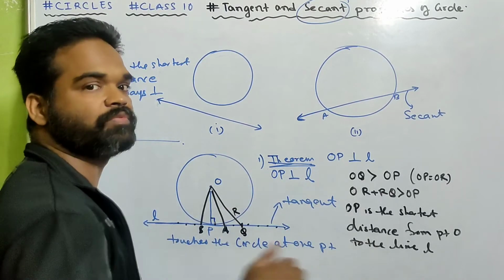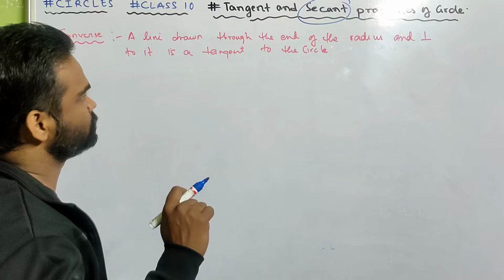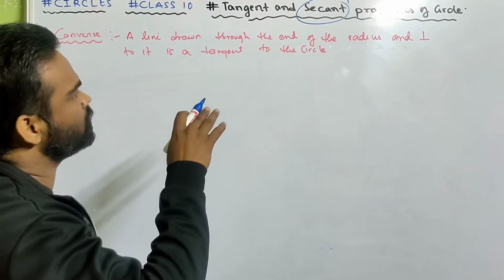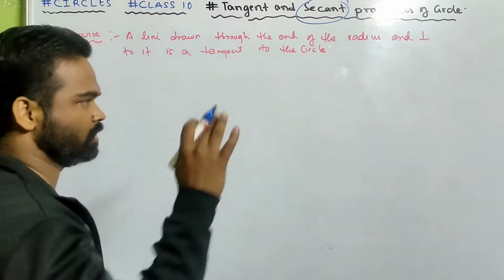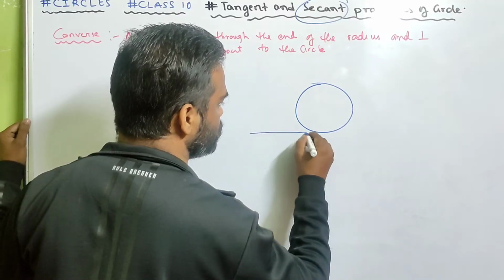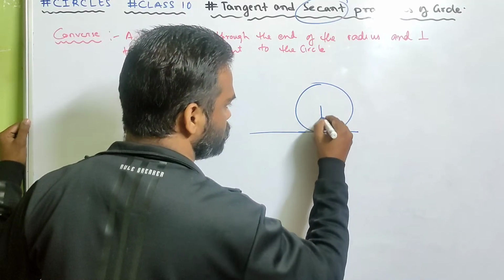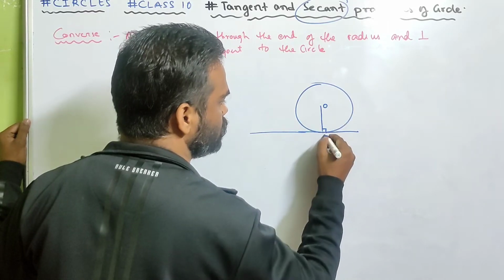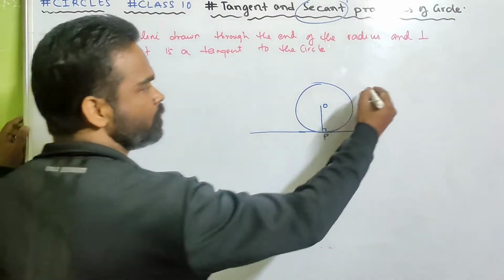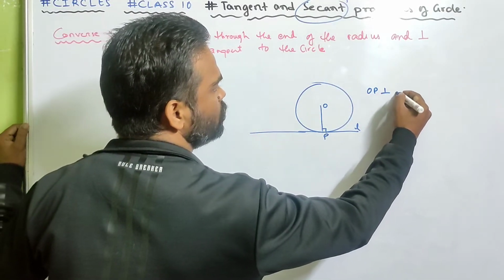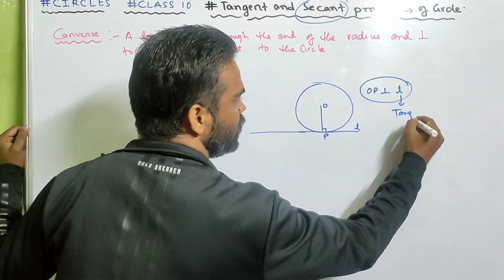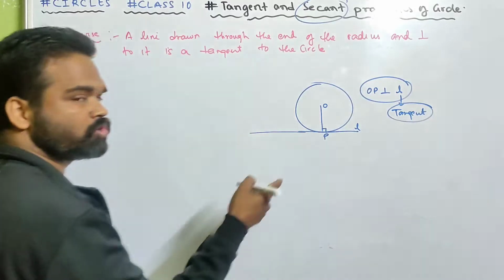Let us look at the converse of this. A line drawn through the end of the radius and perpendicular to it is a tangent to the circle. See, what is the theorem we have done? That this is a circle, this is a tangent, the radius is perpendicular to the line. OP is perpendicular to L. OP is perpendicular to the tangent. L is tangent, we know. This was a theorem which we have done just now.